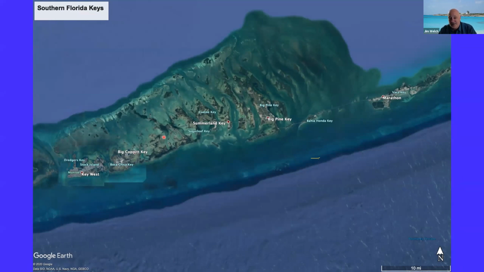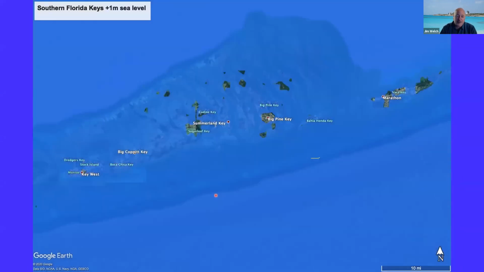And so if the Florida Keys experienced 1 meter of sea level rise, pretty much only the very tops of the highest islands would be sticking out. So for those of you who are friends of the Florida Keys, we want to avoid sea level rise as much as we can.